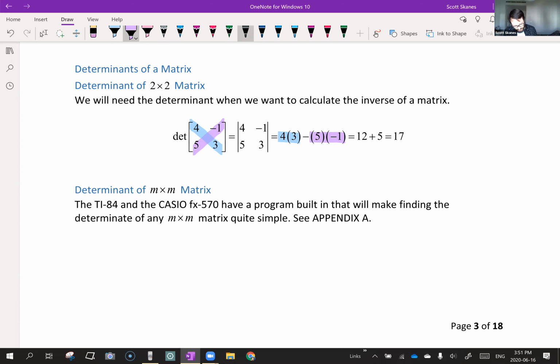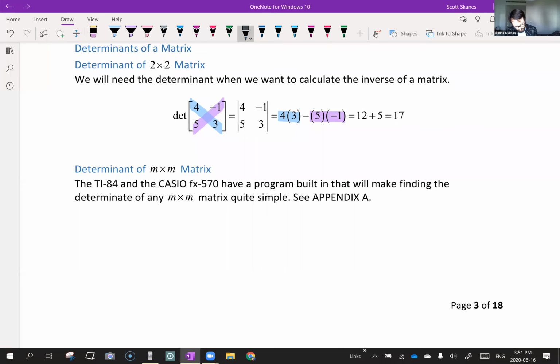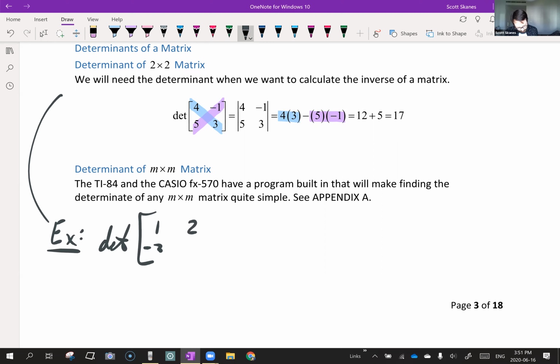I'll give you another example before I show you how to do it on a calculator. So let's give another example. What if we wanted the determinant of the matrix 1, 2, negative 3, and 4? Yep, very easy. See, I told you I'm going to help you out here. You're going to be fine.